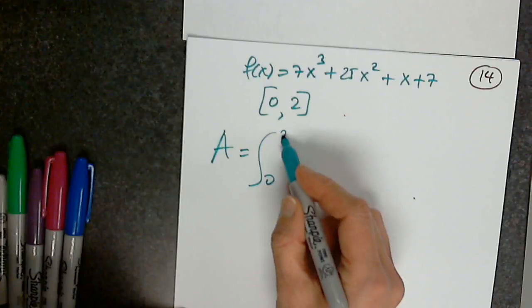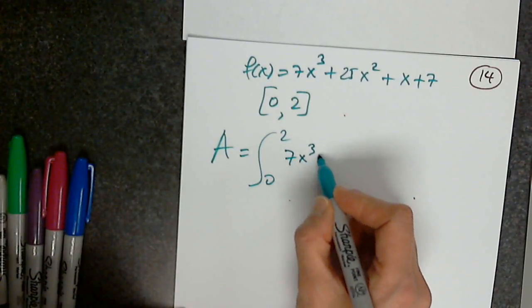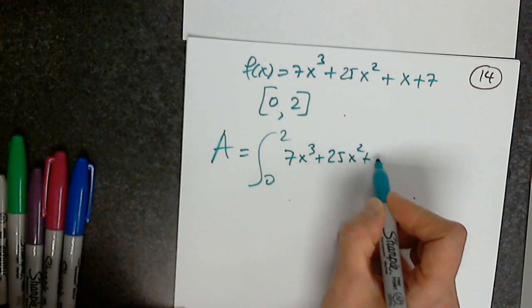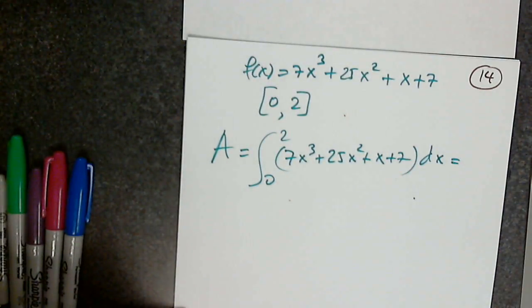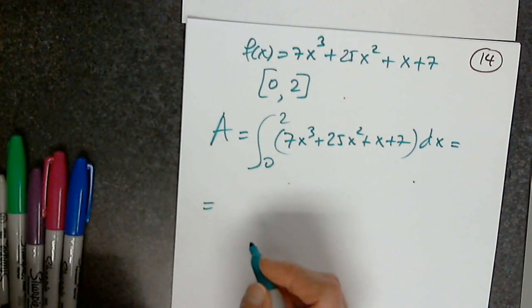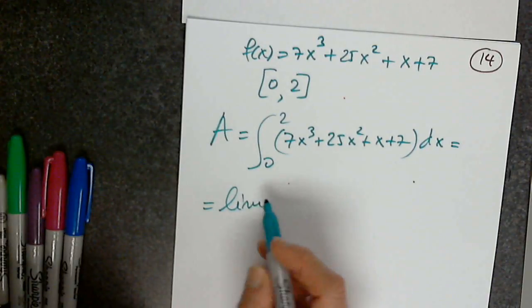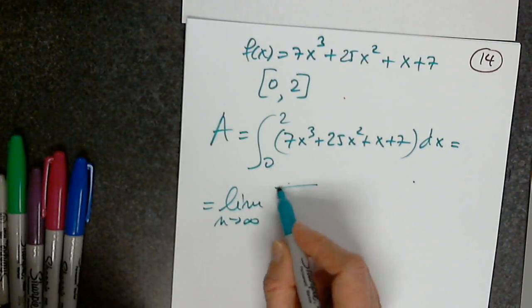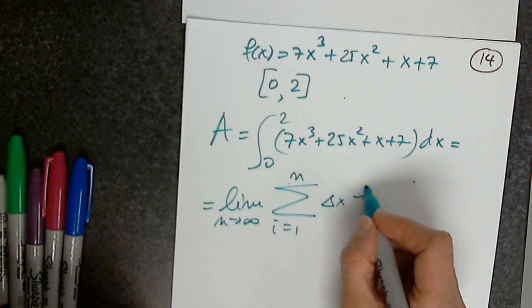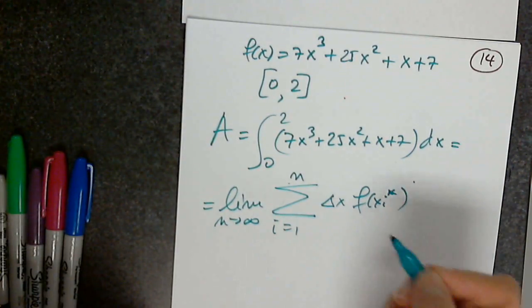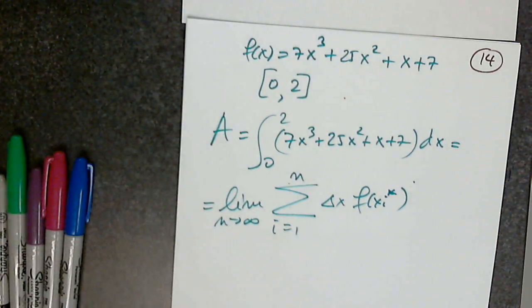So remember, I'm asked to find the exact area in two different ways. The integral from 0 to 2 of 7x cubed plus 25x squared plus x plus 7 dx. That's one way. And it's equal to, the other way will be, the limit as n approaches infinity of the sum from i equals 1 through n of delta x times f of x_i star. So these are extremely important.